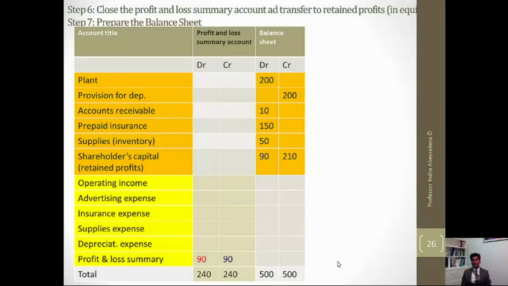So what we did is effectively we transferred the loss in the income statement onto the balance sheet to retained profits. We did it by closing the income statement accounts and creating a profit and loss summary account, and then closing the profit and loss summary account and transferring that to retained profit. It went through a couple of steps.